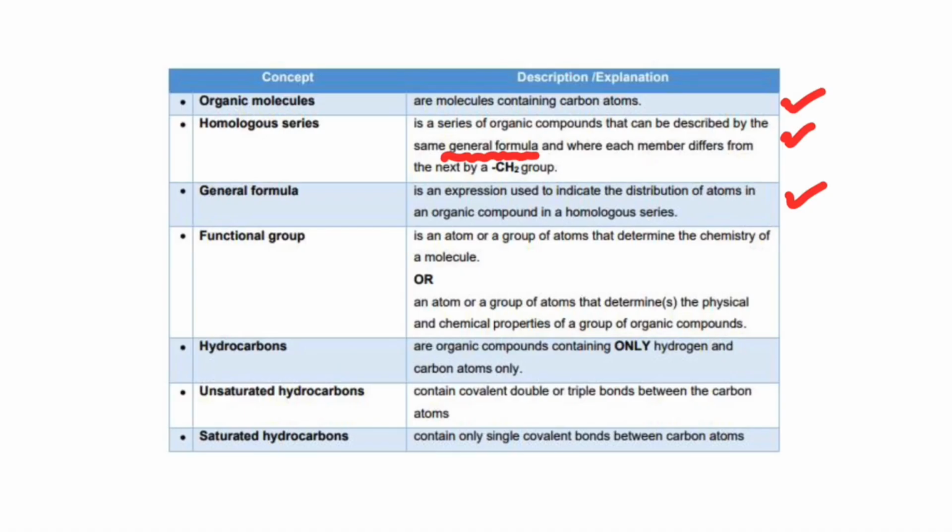And then the last term, before we move to the second slide, where everything will start to make sense, is functional group, right? There are two definitions for functional group. This first one right here and this second one. Taking a look at the first one, it says it's an atom or a group of atoms that determine the chemistry of a molecule. I don't like this definition because it's not on the exam guideline. This is the definition we should go with, which says that a functional group is an atom or group of atoms that determines the physical and the chemical properties of a group of organic compounds.